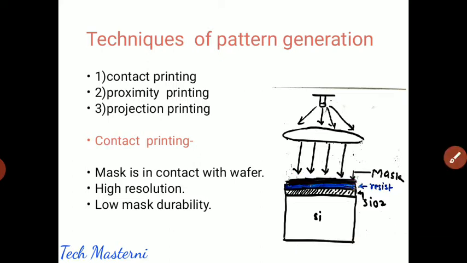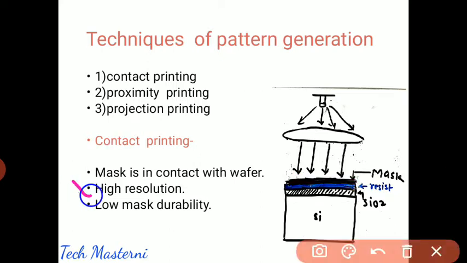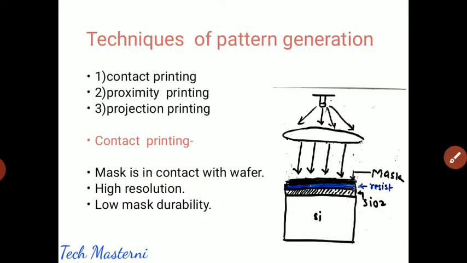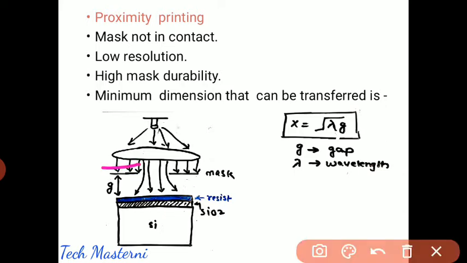So in contact printing, there is a high resolution. Why? Because the mask is in contact with the resist. So when the mask is not in contact, the rays will spread out. Due to the spreading of these rays, there will be less resolution.